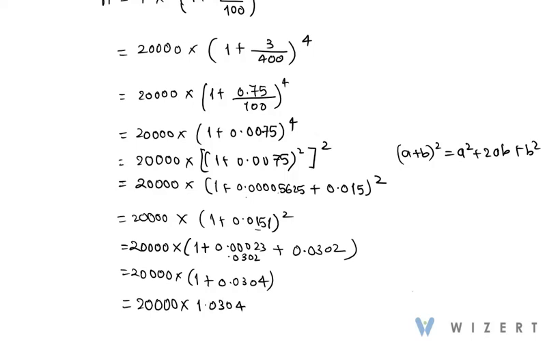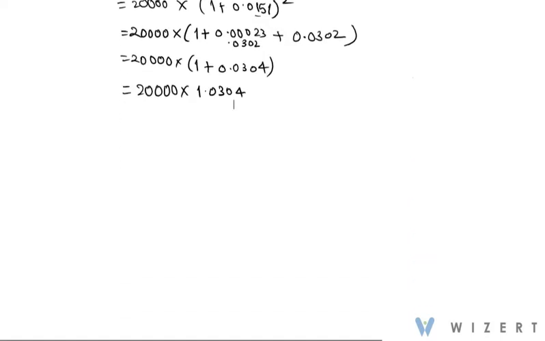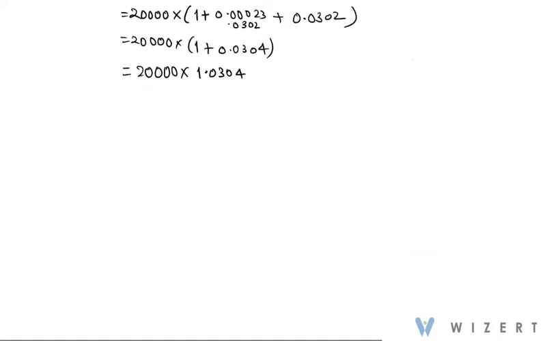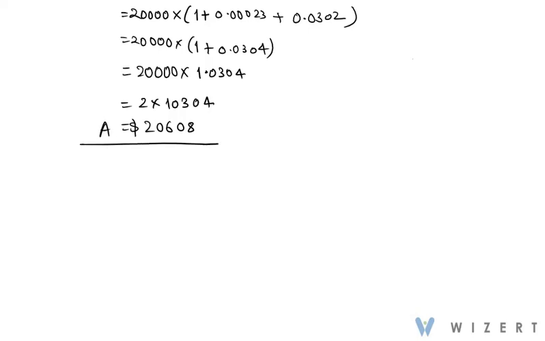1.0304. Now these 4 zeros in 20,000 will remove this decimal point completely, and that gives us 2 into 10304. 2 fours are 8, 2 zeros are 0, 2 threes are 6, 2 zeros are 0, 2 ones are 2. This is the final approximate amount because we have taken a lot of rounded off numbers in the calculation. So the value that we have got here is approximately equal to the final amount.